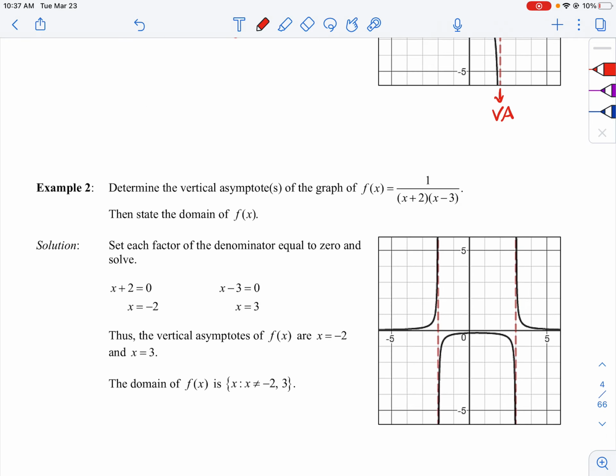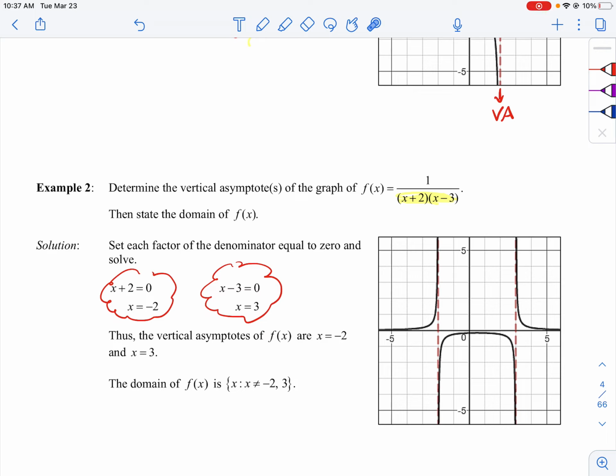Okay, moving on. In here, I have two denominators. I have an x plus 2 and an x minus 3. So what I will do is I'm going to make both of them equal to 0. And I have x is equal to negative 2 and then x is equal to positive 3. Therefore, my vertical asymptotes are x is equal to negative 2 and x is equal to 3. These are the lines of the graph that you cannot cross, you cannot touch. So the graph will get closer and closer to them, but it will never touch them.